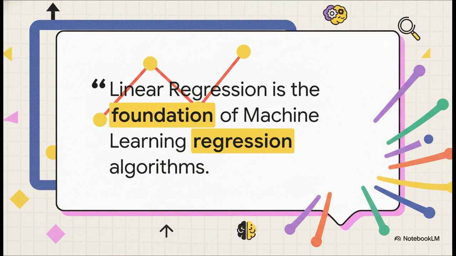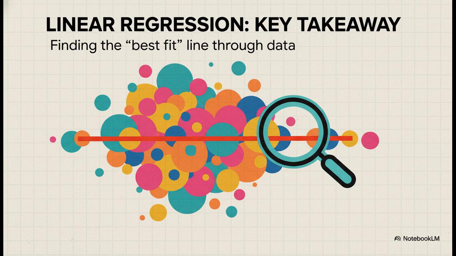And that really gets to why it's so important to understand this. Think of it as the foundation. Once you truly get linear regression, you unlock the door to understanding all the more advanced and complex models that are built on top of it. So if you only take one thing away from all of this, let it be this. Linear regression is all about finding and drawing the best possible straight line through your data to make predictions. It's really as simple and as powerful as that.